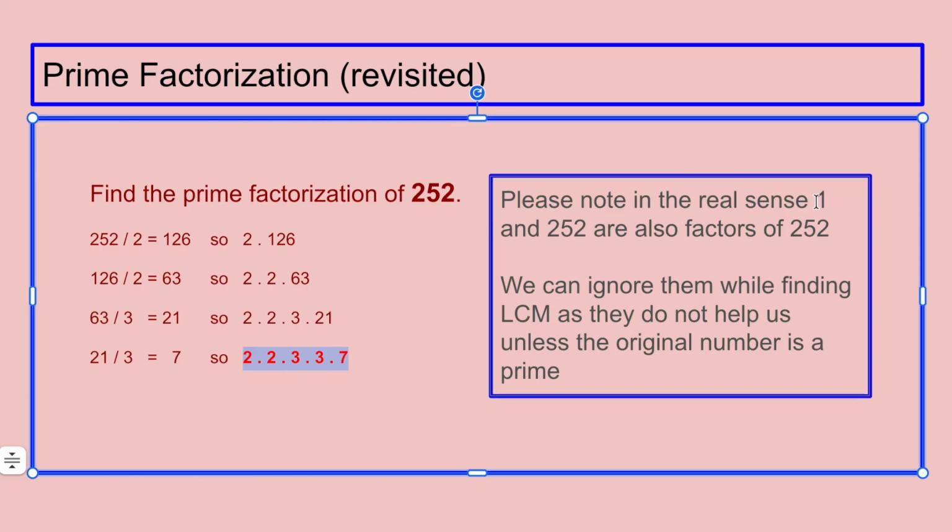Really speaking, I'm just mentioning here, please read these slides. 1 and 252 are also factors of 252, but we don't need them when we are working with LCM, so we ignore them. So these are the factors we need to work with LCM.